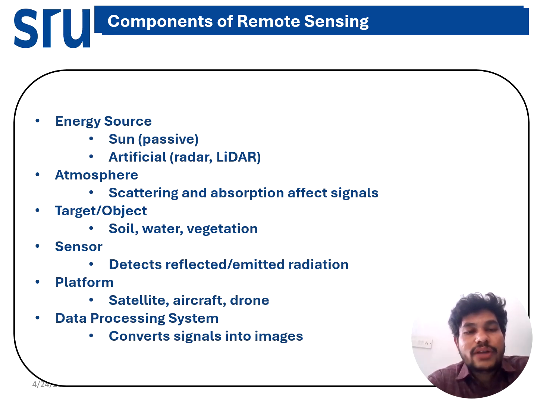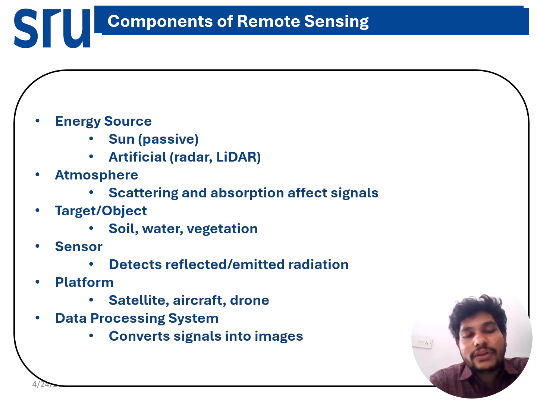The next component is the atmosphere. The sun radiation passes through the atmosphere, and we know that the atmosphere has gases and suspended particles, which absorb and scatter the sun radiation. After passing through the atmosphere, with scattering and absorption, some amount of radiation reaches the earth, and it interacts with different objects like soil, water, and vegetation.